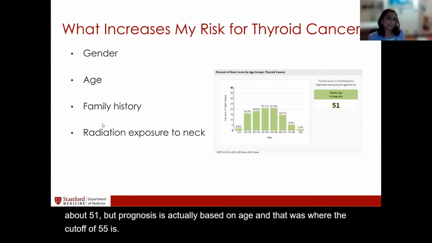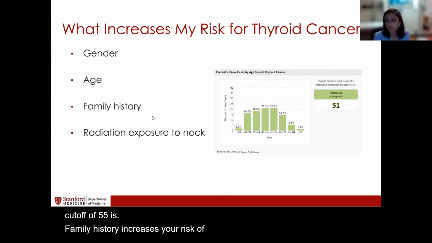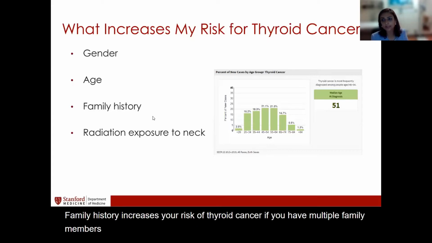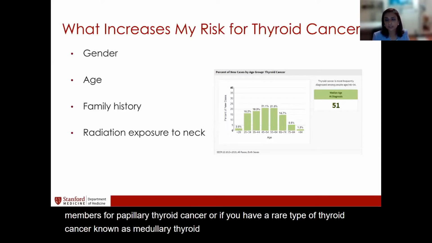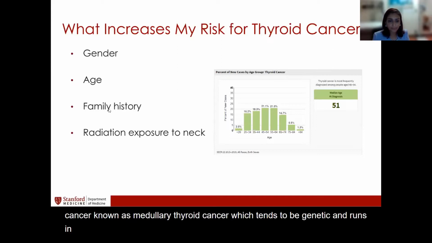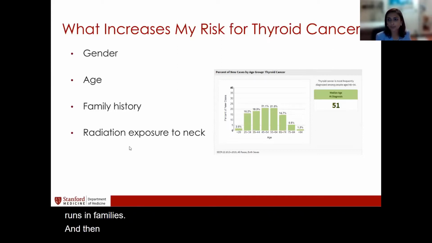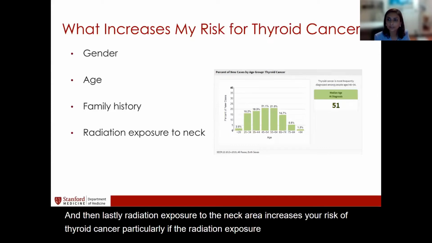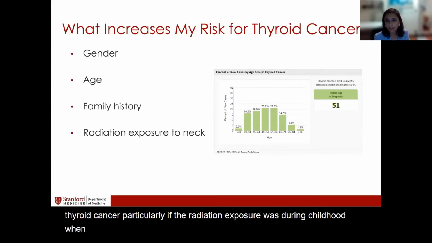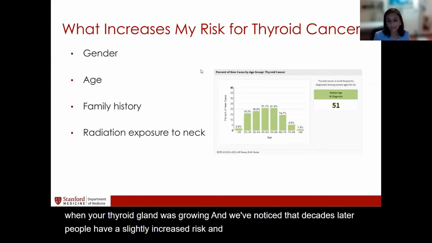Family history increases your risk of thyroid cancer if you have multiple family members with papillary thyroid cancer, or if you have a rarer type of thyroid cancer known as medullary thyroid cancer, which tends to be genetic and runs in families. And then lastly, radiation exposure to the neck area increases your risk of thyroid cancer, particularly if the radiation exposure was during childhood, when your thyroid gland was growing. We've noticed that decades later, people have a slightly increased risk and more aggressive versions of thyroid cancer.